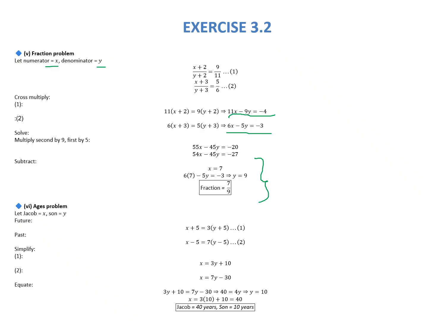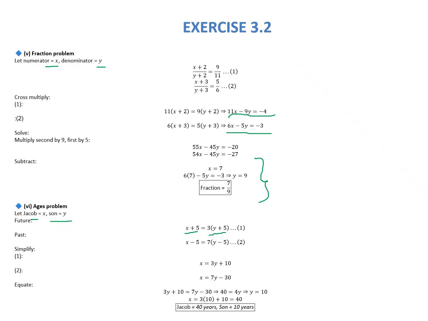So we have a person, Jacob, and then we have his son. We are saying that Jacob's age is x and the son's age is y. We have given that after 5 years, the age of Jacob is 3 times that of his son. So after 5 years, first we have to increase their current ages by 5 years, and then to adjust the equation, the age of Jacob is 3 times the age of the son.